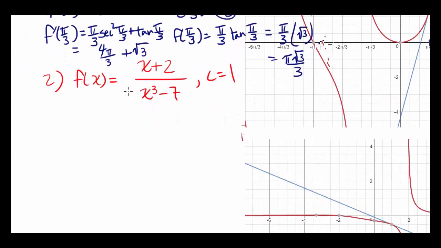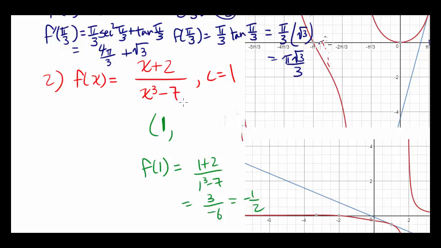Let's look at number 2. F of x is x plus 2 over x cubed minus 7 at x equals 1. Let's try to find the point first. X is 1. What's going to be the y? F of 1 is going to be 1 plus 2 over 1 cubed minus 7, also known as 3 over negative 6 or negative 1/2. So 1, negative 1/2 is on this line.